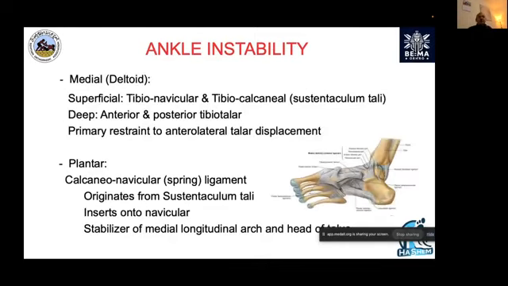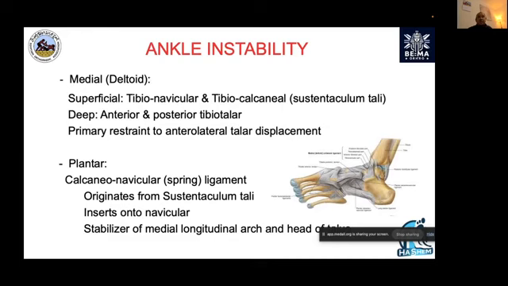It has a superficial and a deep part. The superficial part has 3 parts: tibionavicular, tibiotalar, and tibiocalcaneal. The deep part is just a thickening of the capsule, and it is the anterior and posterior tibiotalar. The superficial part is mainly against eversion, and the deep part, which is a thickening of the capsule, is mainly against external rotation.